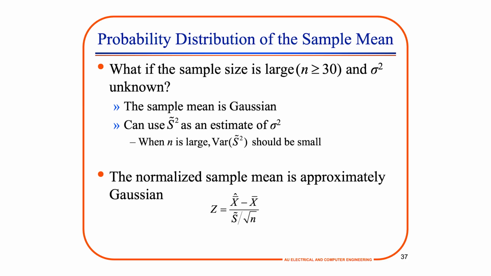If you look then, the normalized Gaussian sample mean is approximately this. You can still use Gaussian results if n is large. However, instead of sigma there, use small s, the standard deviation of the samples.